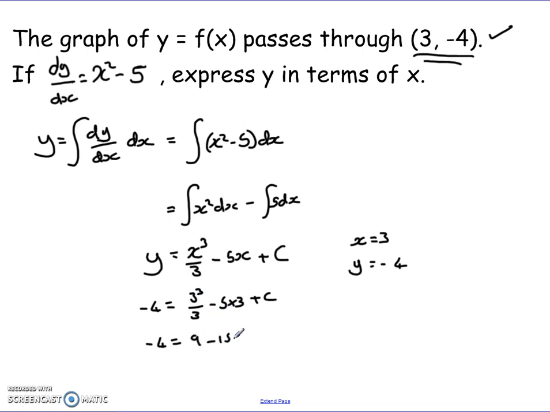Take away 15, plus c. So 9 minus 15 gives me negative 6. So c take away 6 gives me negative 4. C equals 2. Now, here's a key point.